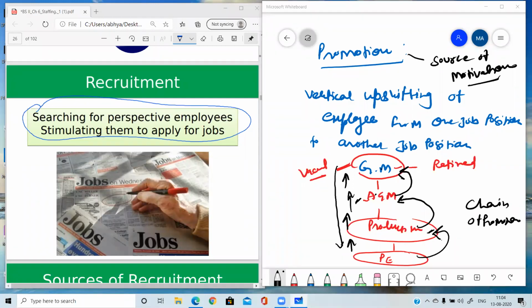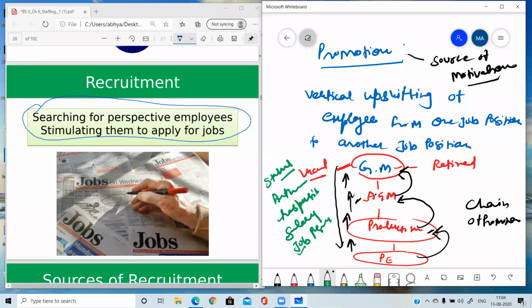So in this promotion policy, not only does the level of employees increase, along with the level, what else increases? Yes, authority is increased, responsibilities are increased, salary structure is increased, job position is increased, everything is increased. Authorities, responsibilities, salary, job position, the status of the employees, everything is increased. So promotion is a good source of motivation.